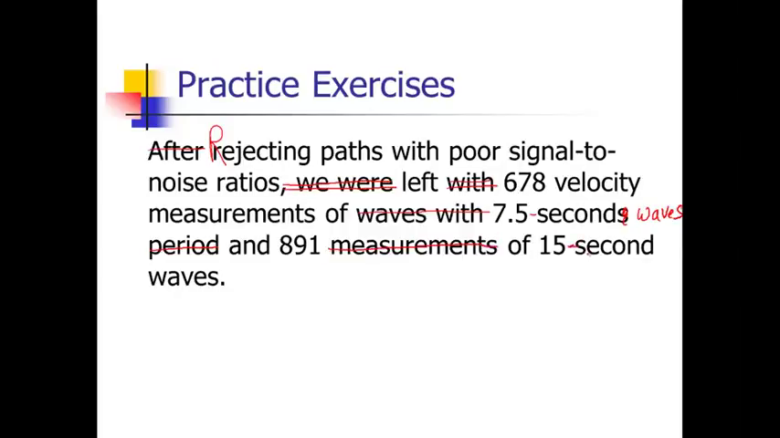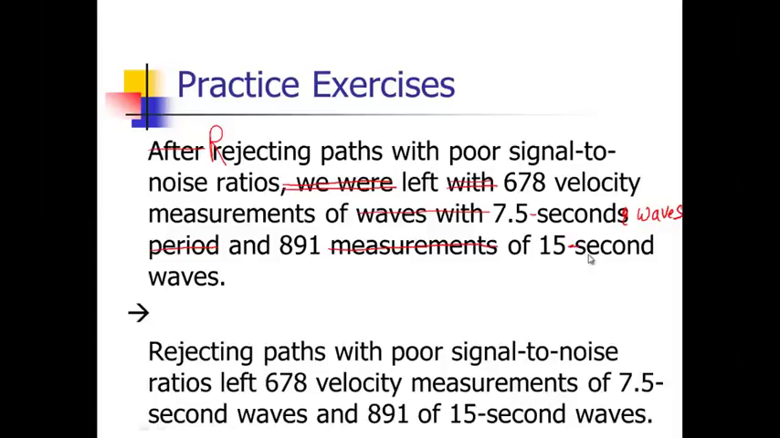So notice there's a lot of little words we can drop. We don't need to repeat measurements. We probably don't need that word period in there. So there's a lot of little things we can drop from this one. So this one goes to: rejecting paths with poor signal to noise ratios left 678 velocity measurements of 7.5 second waves and 891 of 15-second waves.